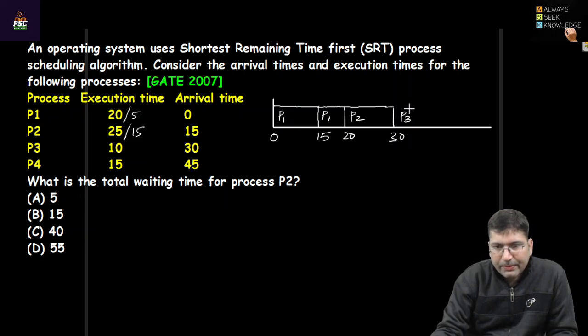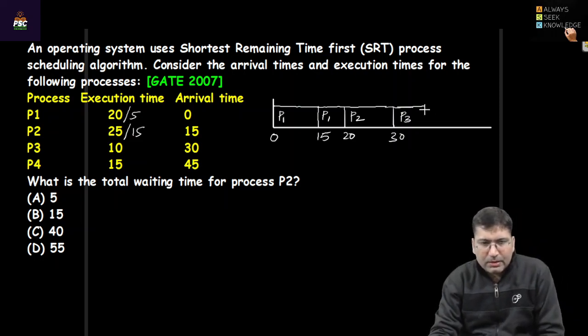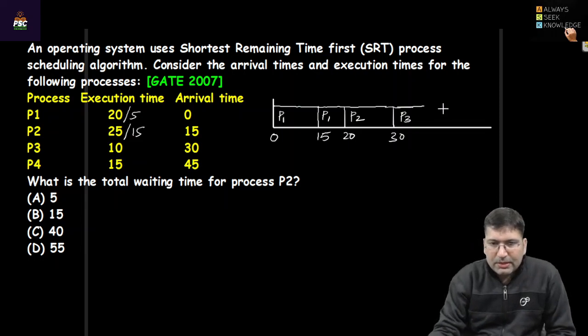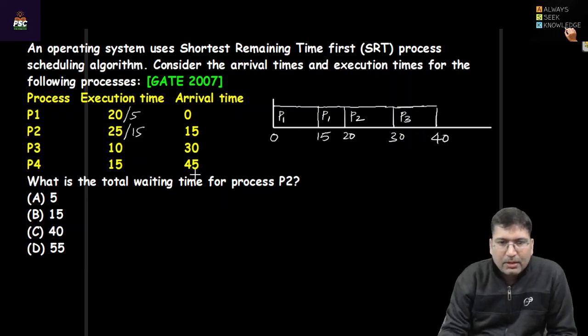Now when P3 starts executing from 30, it can execute till, it is requesting 10, so 40, because at 45 new processes are arriving, so it is smoothly executing till 40. So let's say I assume that this is 40. Now at 40 this process has been finished.